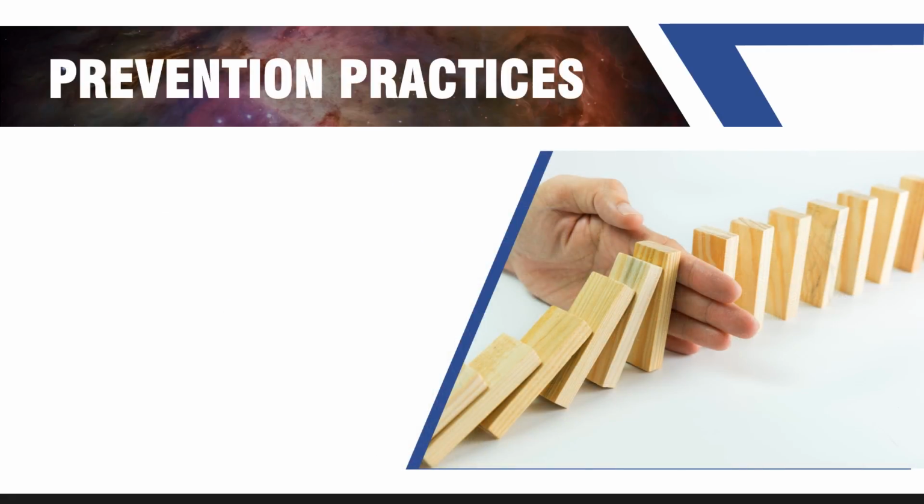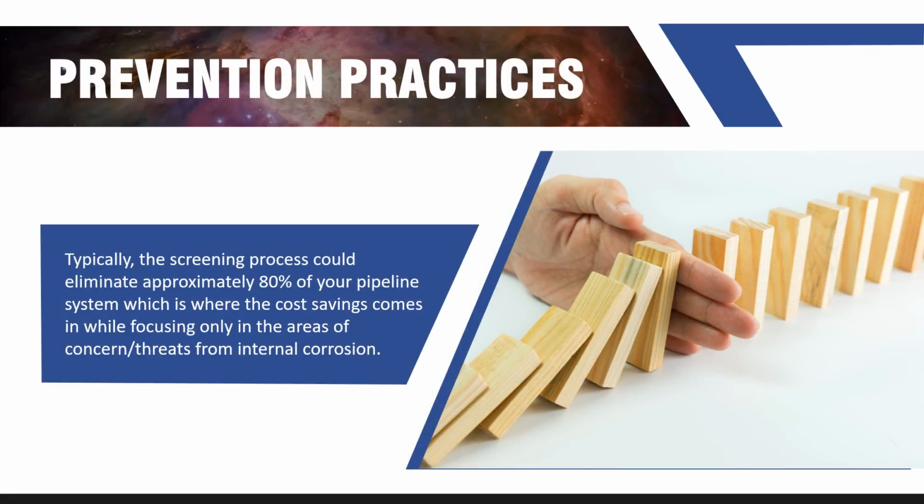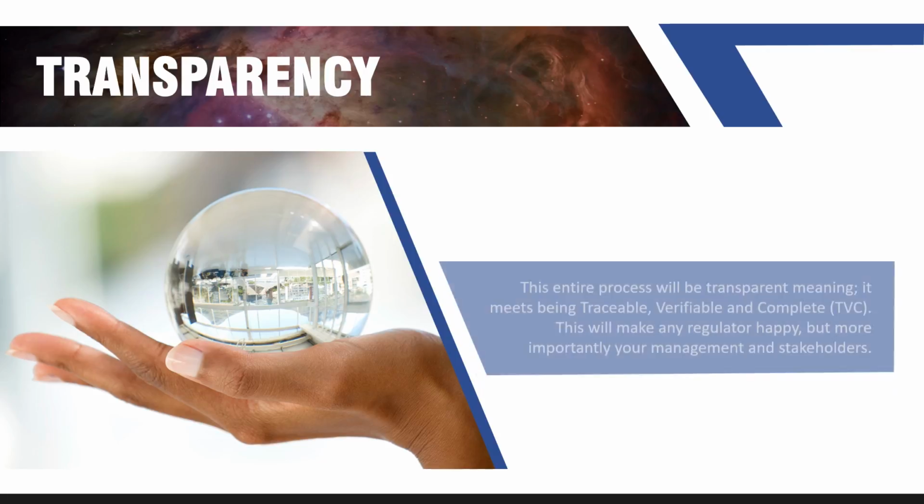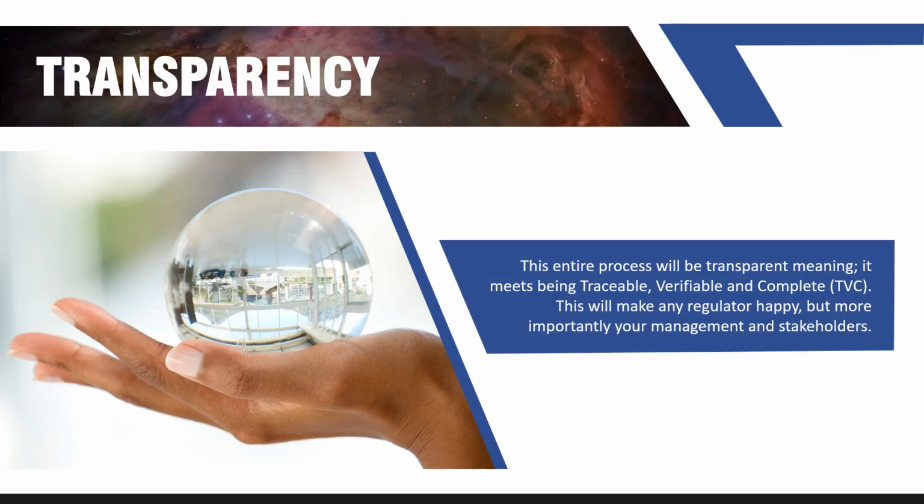Prevention practices. Typically, the screening process could eliminate approximately 80% of your pipeline system, which is where the cost savings comes in, while focusing only in the areas of concern or threats from internal corrosion. Transparency. This entire process will be transparent, meaning it meets being traceable, verifiable, and complete, or TVC. This will make any regulator happy, but more importantly, your management and stakeholders.